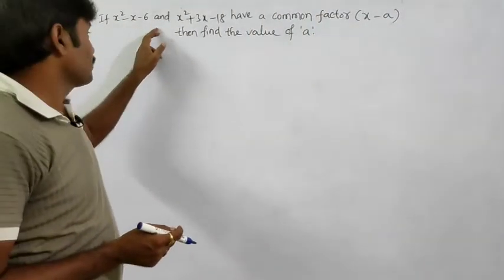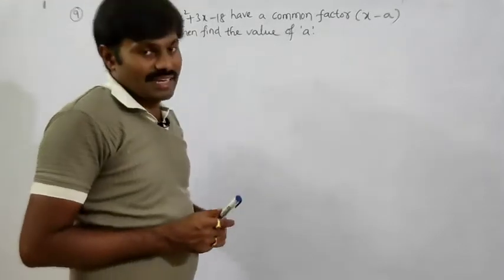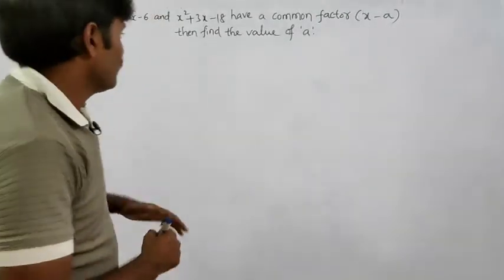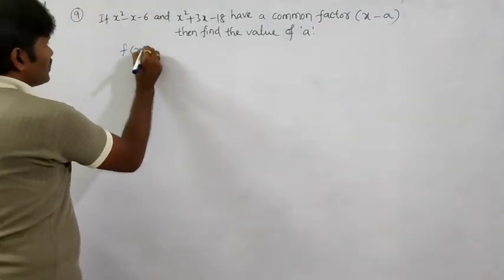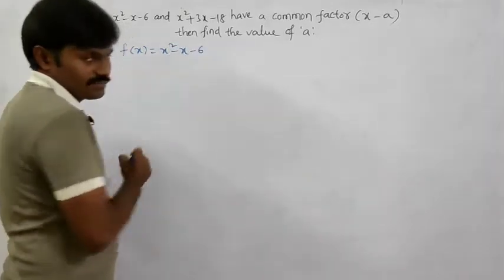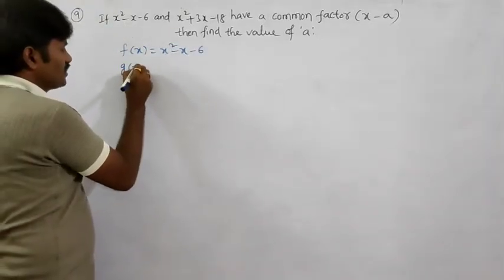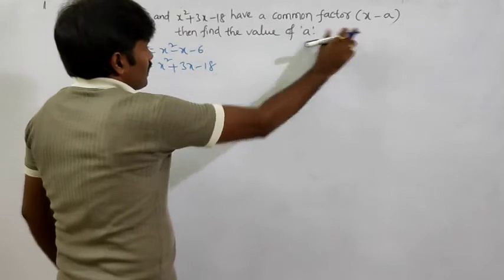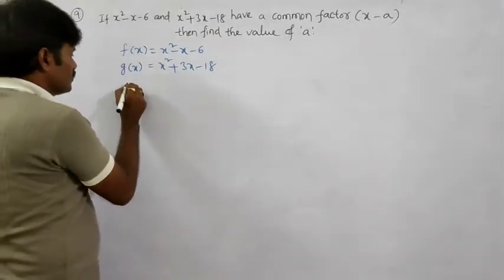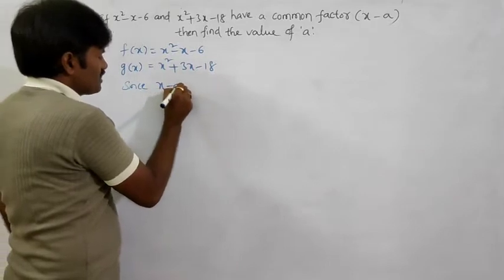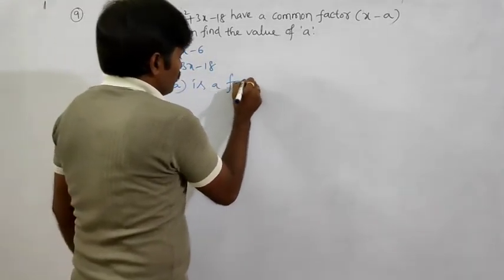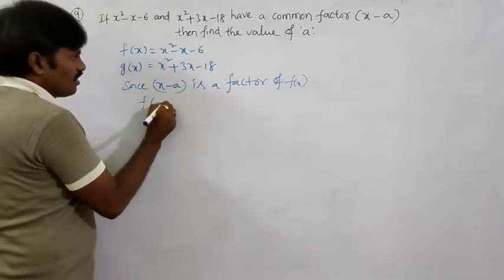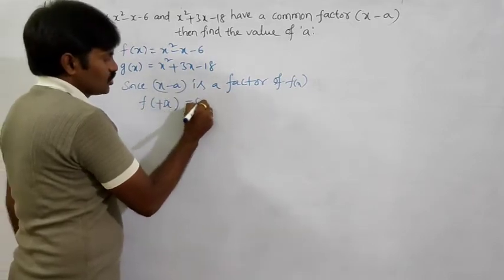If x square minus x minus 6 and x square plus 3x minus 18 have common factor x minus a. Here also, this problem is like the previous problem itself. So consider f of x is equal to x square minus x minus 6. Second polynomial g of x is equal to x square plus 3x minus 18. Given x minus a is a common factor for f of x and g of x. So since x minus a is a factor of f of x, then what can I write? F of a is equal to 0.